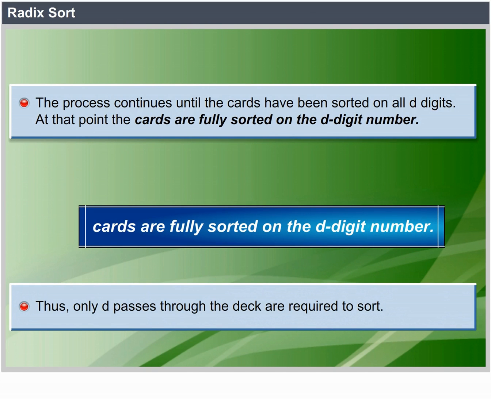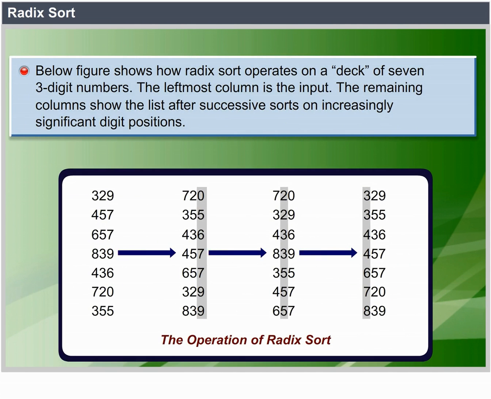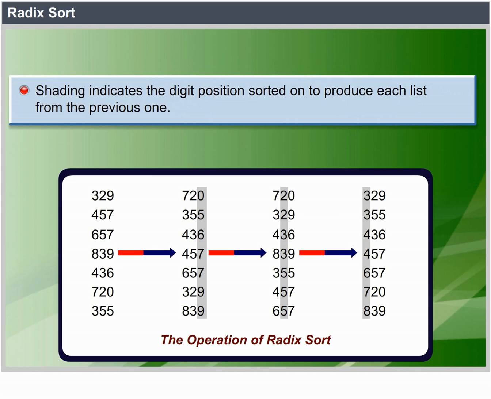Below figure shows how radix sort operates on a deck of 7 3-digit numbers. The leftmost column is the input. The remaining columns show the list after successive sorts on increasingly significant digit positions. Shading indicates the digit position sorted on to produce each list from the previous one. This figure shows the operation of radix sort.